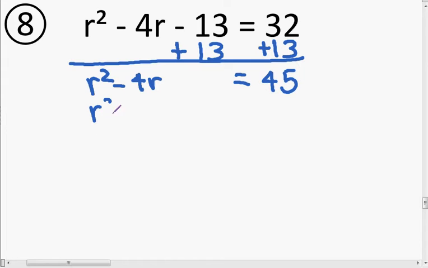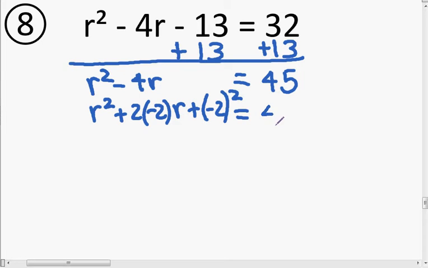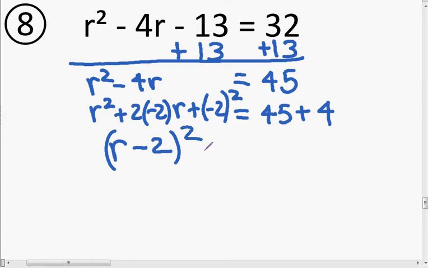Now I'm going to think about this as r squared plus 2 times negative 2r. And I will need to add negative 2 squared. I add negative 2 squared to the left side. I add negative 2 squared to the right side. Negative 2 times negative 2 is positive 4. So I have r minus 2 times r minus 2. I'll just call it r minus 2 squared equals 49. I take the square root of both sides.